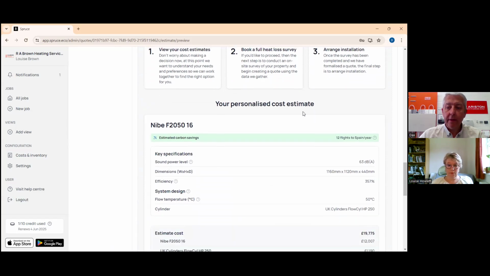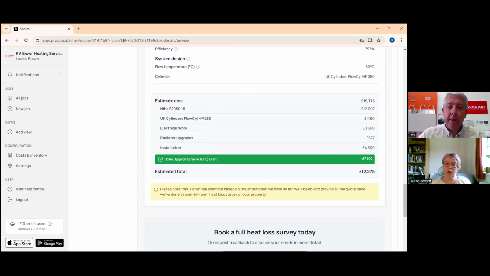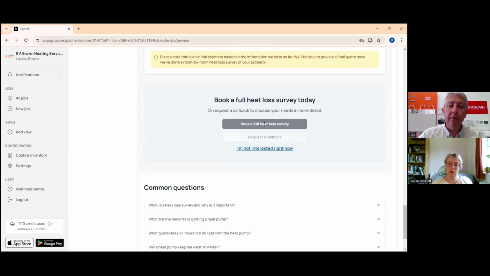Exactly. And this is the generated quote. It gives you an idea of exactly what's necessary to make the changes. Obviously, we haven't gone through the radiator product in great detail, but it gives you a good indication of what you'll end up with. Then, if the customer's happy with what we've proposed, they can book a heat loss survey, where we carry out the site survey and look at everything in more detail, including things like pipe routes, electrical connections, and the position of the heat pump outdoors.